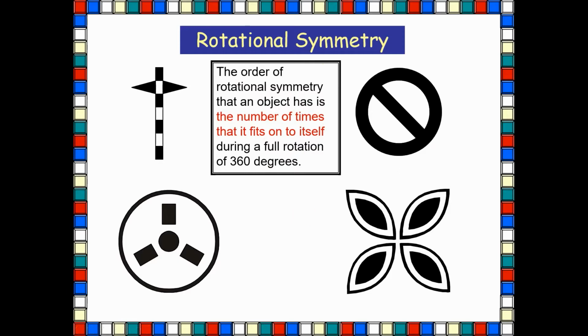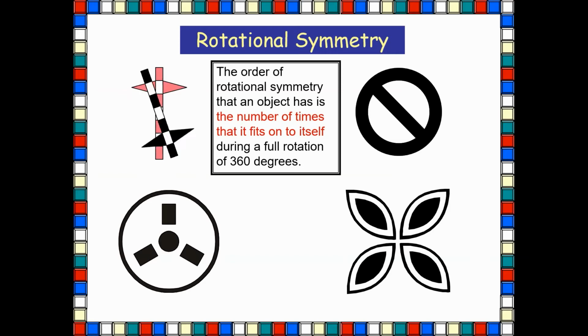This means that if we have a shape, for example this shape, if I turn it from here, how many times does it fit onto itself in 360 degrees, that is a full rotation? The number of times that it fits itself in one revolution is called the order of rotational symmetry. Some shapes might have rotational symmetry of order 1, others might have order 2, order 3, order 4, etc. It depends on the shape.